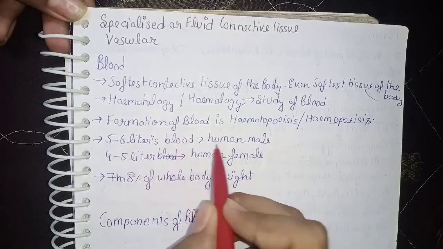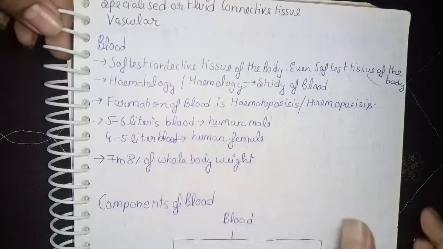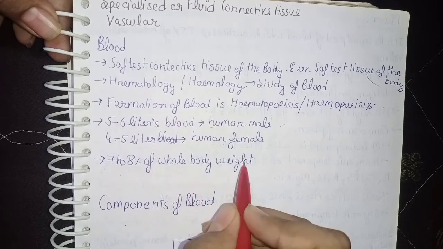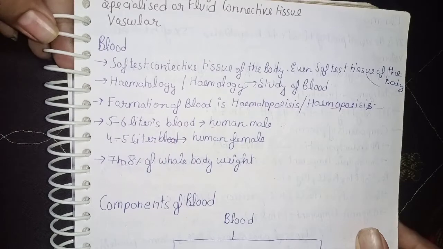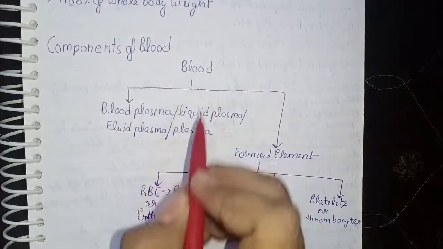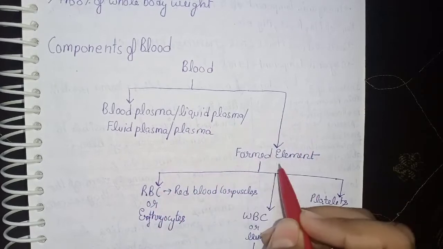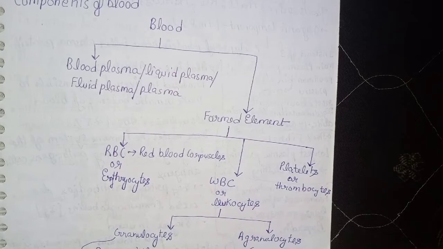5 to 6 liters of blood is present in a human female, 4 to 5 liters is present in a human female, and 5 to 6 liters is present in a human male. 7 to 8% of the whole body weight consists of specialized fluid connective tissue or vascular connective tissue, that is blood. The components of blood are blood plasma, liquid plasma, fluid plasma or plasma, and the formed elements, which consist of RBC, WBC, platelets: erythrocytes, leukocytes, thrombocytes.